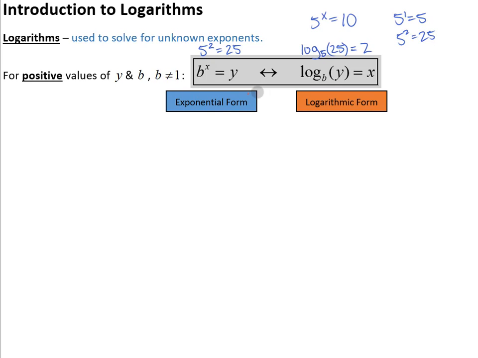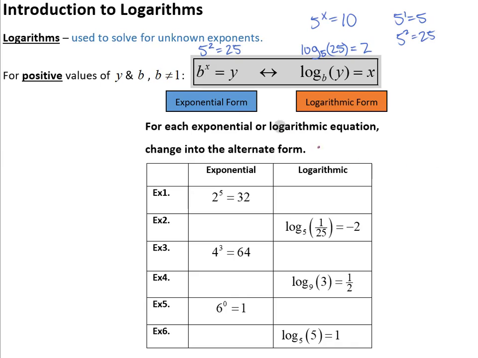So one of the things we're going to need to do is to switch between these two forms. And there are some restrictions on these variables. We'll talk about those later on. For now, for each exponential or log equation, change to alternate form. So if they start me with an exponential, let's write it as a logarithm.